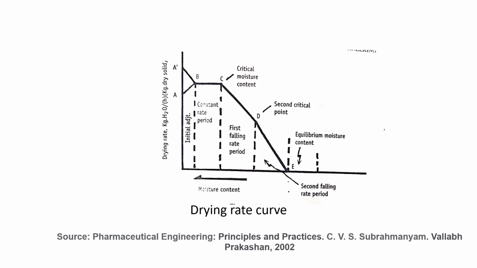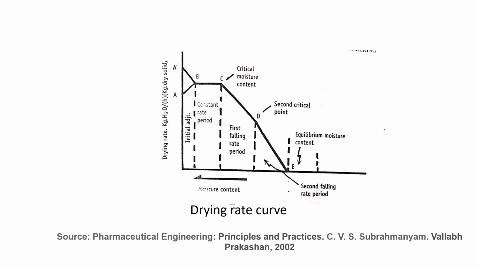The moisture content at the end of this constant period, that is point C, is called the critical moisture content and is abbreviated as CMC. Following CMC, there comes the first falling rate period. It starts from point C and ends at point D.